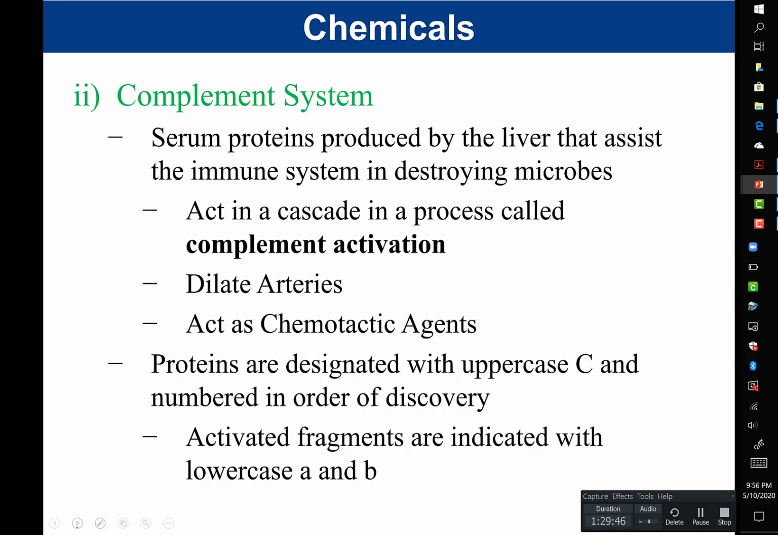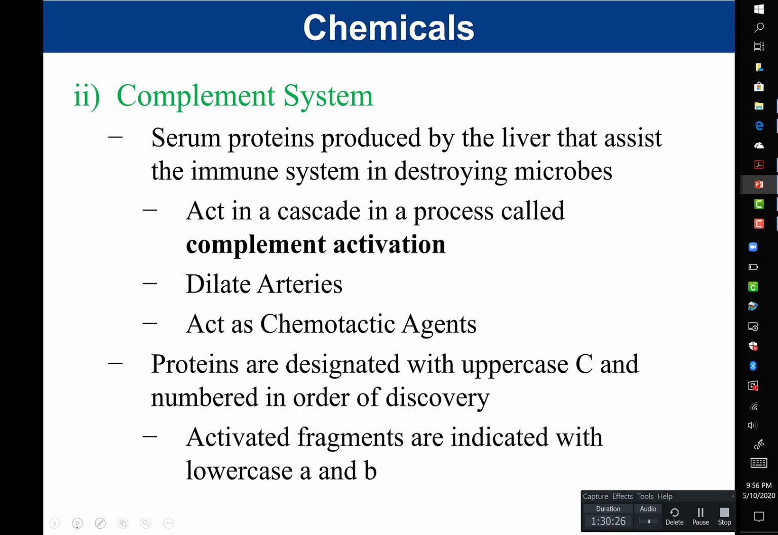And then lastly, we have our complement system. The complement system is a group of serum proteins produced by the liver that assist the immune system in destroying microbes. These act in a cascade in a process called complement activation. So it's basically a signal transduction pathway. This complement protein activates this one, the next one activates the next one, that one activates the next one, and so on and so forth. That is what's called complement activation.